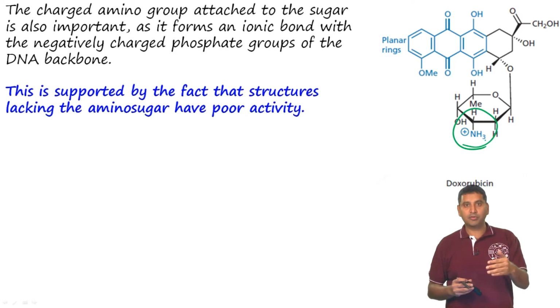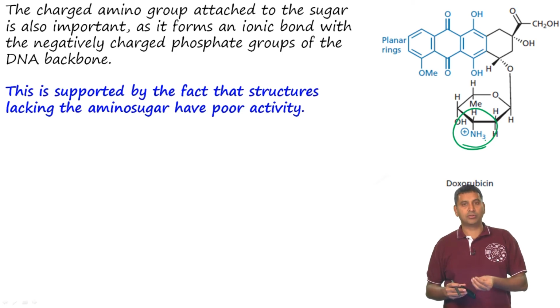A number of experiments have been conducted to understand the intercalation by doxorubicin, and the data from these experiments support that once you remove the amino sugar, the activity of the doxorubicin analog goes down. So, therefore, the amino sugar plays a key role in the activity of doxorubicin.